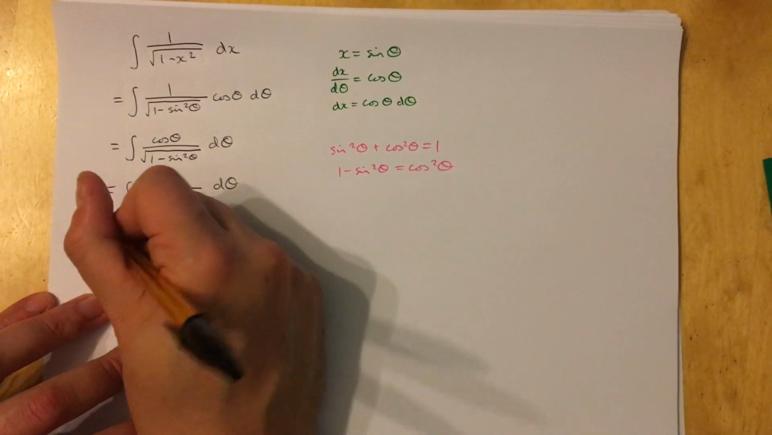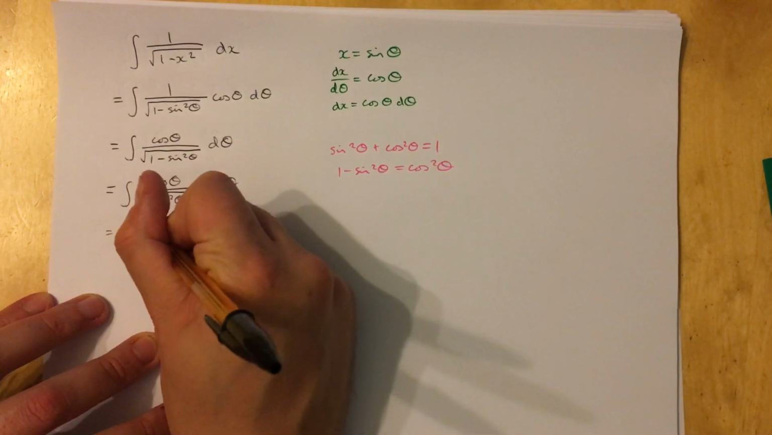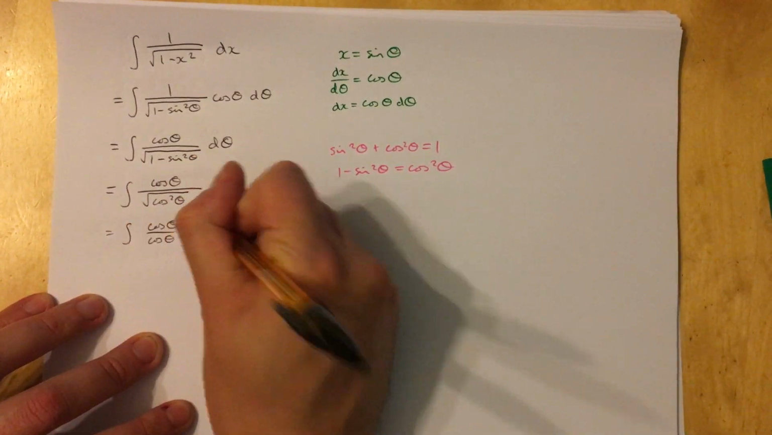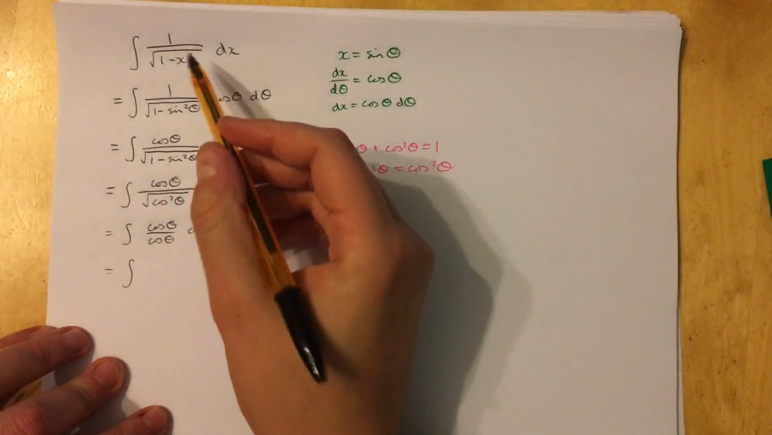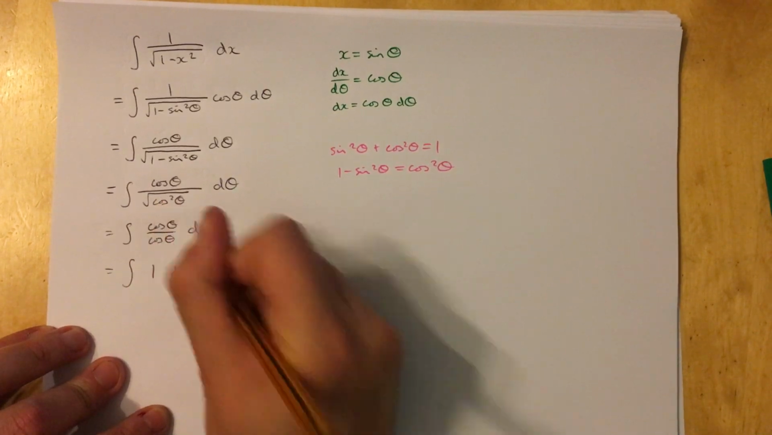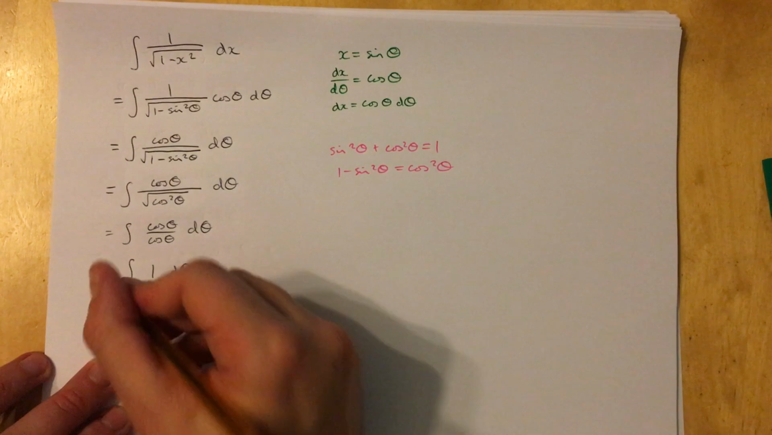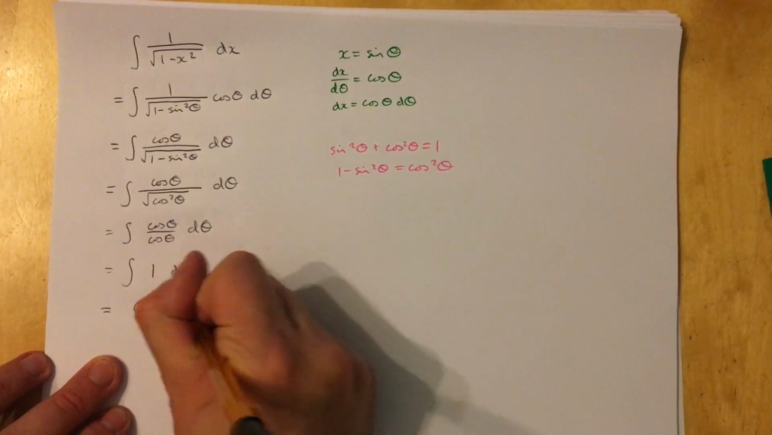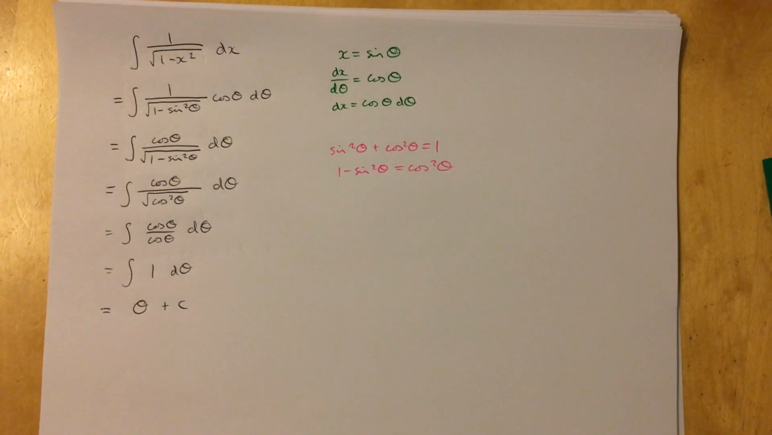Now, the square root of cos squared theta is just cos theta. These are just going to cancel out. So we end up, after doing all of this, having to integrate 1. The integral of 1 with respect to theta is just theta plus c. Now, remember our function was in terms of x that we wish to integrate, so our answer should be in terms of x.